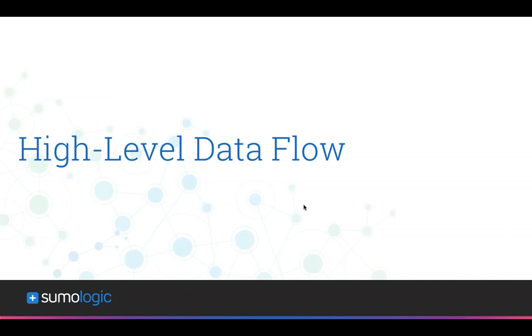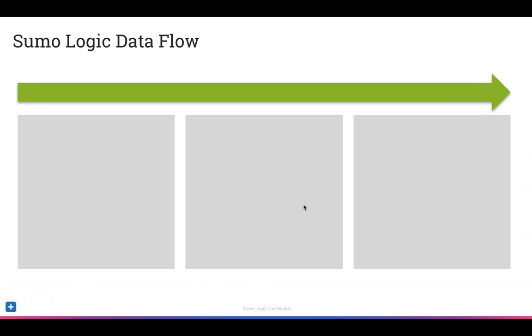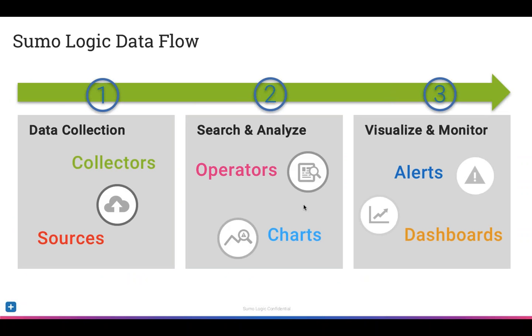All right. Since there are a few newbies in the house, I'm going to start with a 30,000-foot view, the high-level data flow. How data comes into Sumo Logic is through this area that I've labeled with a 1. It's just data collection, and we do this through a series of collectors and sources that are part of the collectors. Once that data is in Sumo Logic, you can search and analyze that data using our operators, you can chart that data, and eventually you can visualize and monitor that data through dashboards and alerts. But today we're going to be focusing on this part number 1, how to get the data into Sumo Logic to begin with. How do we ingest that data?